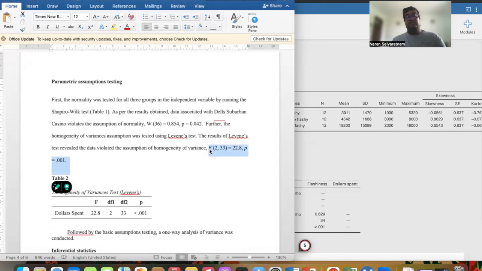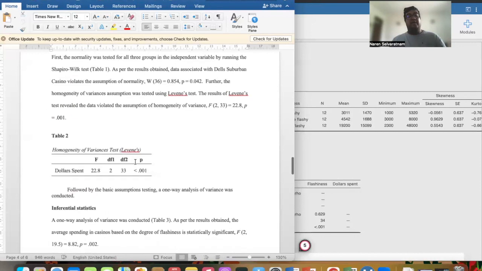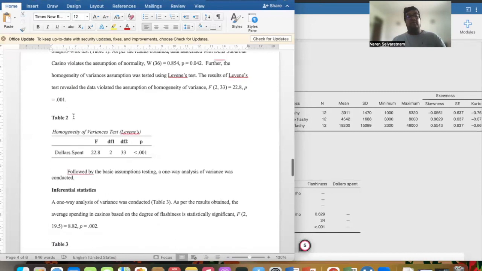F value, F in italics, and then you put DF, degrees of freedom, DF1 and DF2, and then you give the F value and the P value. Now I have given that output table 2 here. I haven't included table 2 in the description here because it is immediately given.